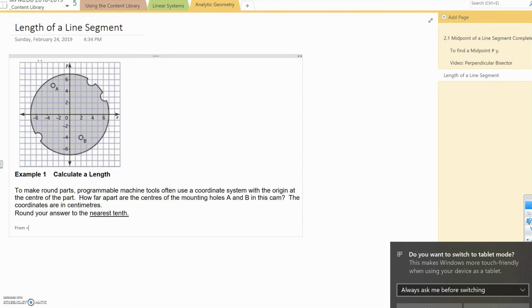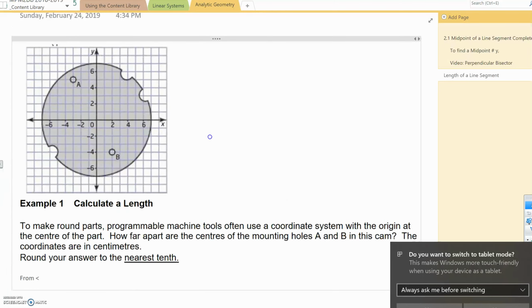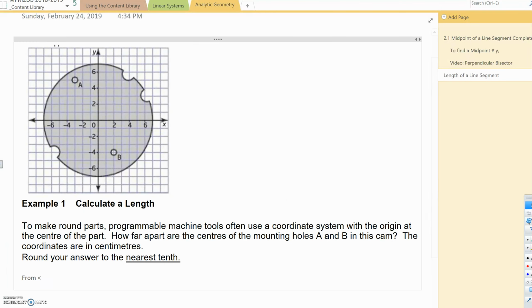The coordinates are in centimeters, so that's really important to know when you're dealing with any type of tool. You need to know your units. So round your answer to the nearest tenth, which is 1 decimal place.